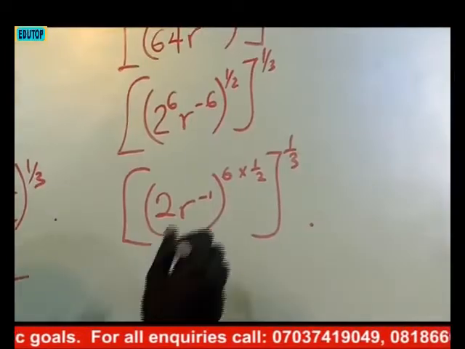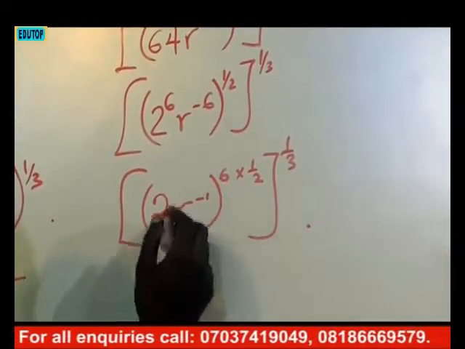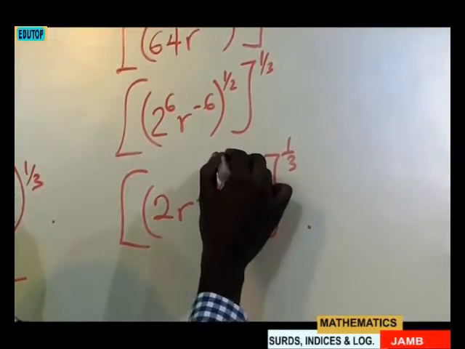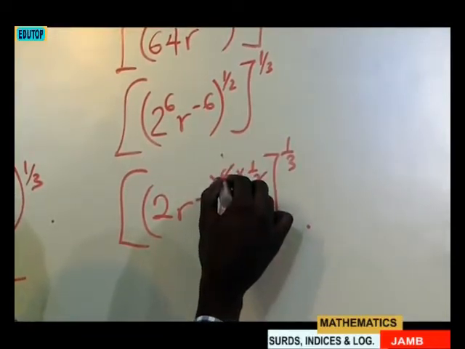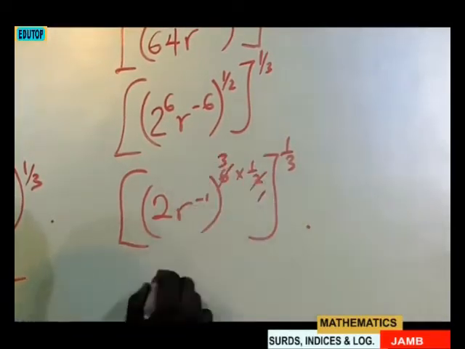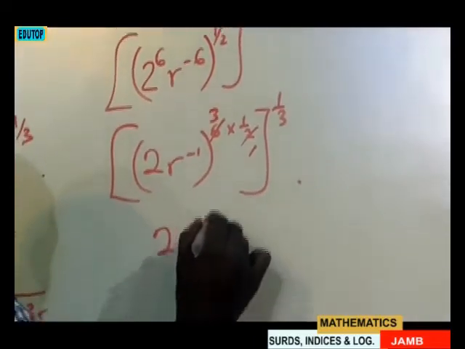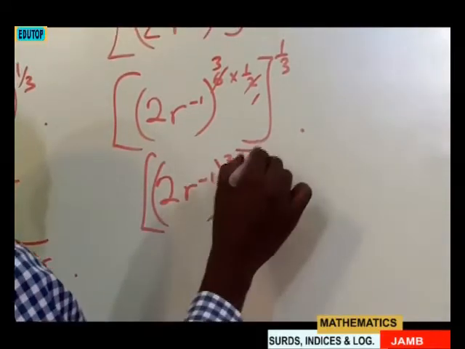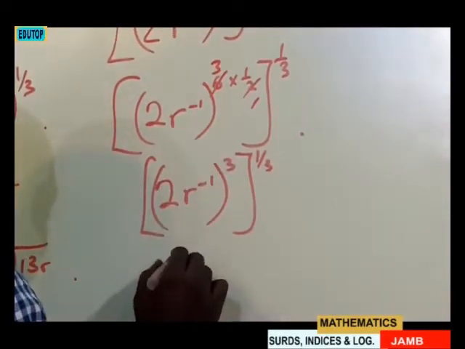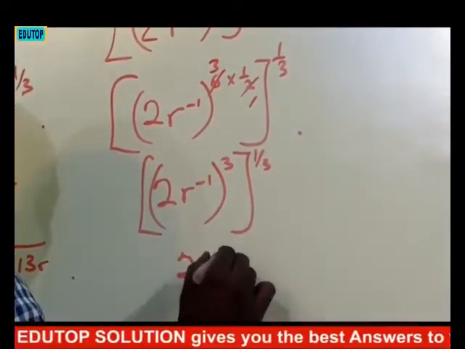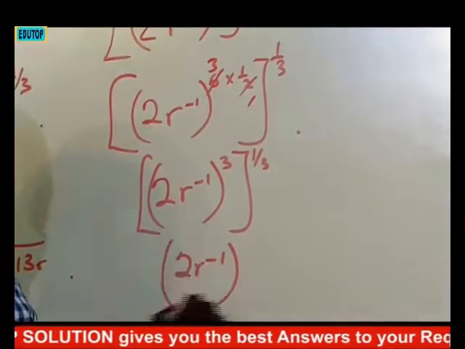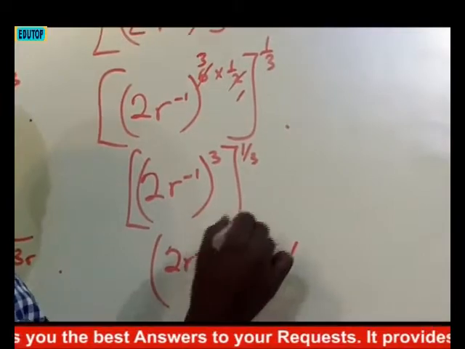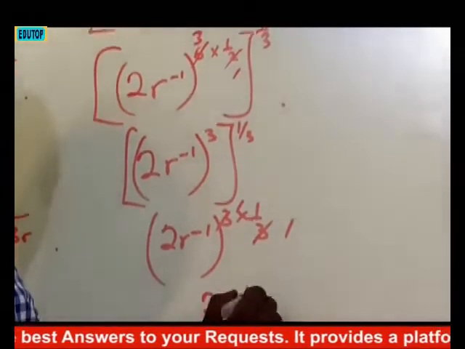So here, when this one opens up, it will give you this back. So these two can cancel these two. This cancels, divide 6, then you have 3. So you have 2r raised to power minus 1, everything raised to power 3 is also affected by 1/3. So if I open this one up too, I'll have 2r minus 1 raised to power minus 1 into what? Raised to power 3 times 1/3. And this one, this 3 cancels this 3. So I have 2r raised to power minus 1.